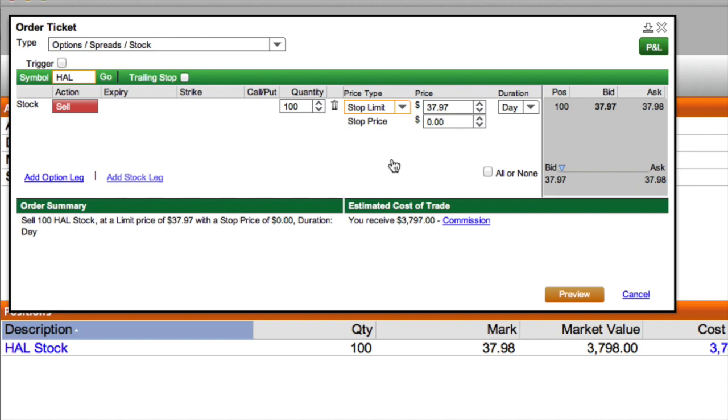And again, the stop limit is going to have two prices. We've got both the stop price and the limit price. So let's set the stop price. We said $36.75, and I just made that number up.